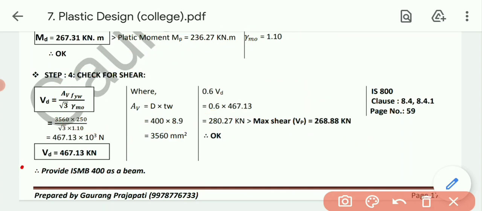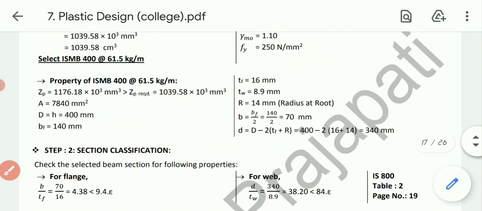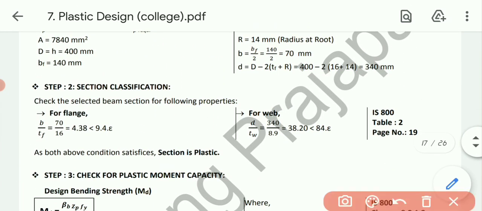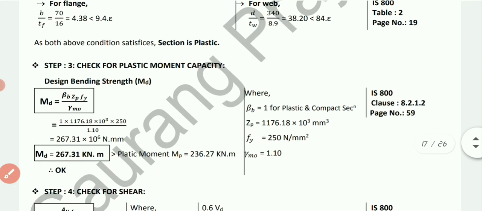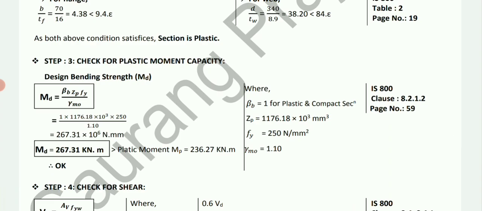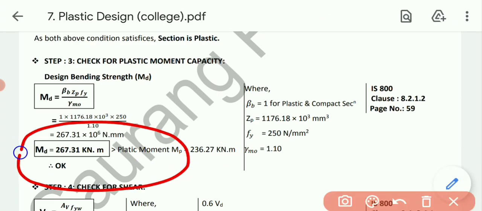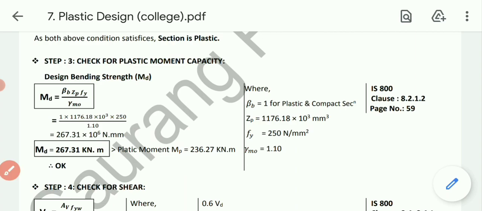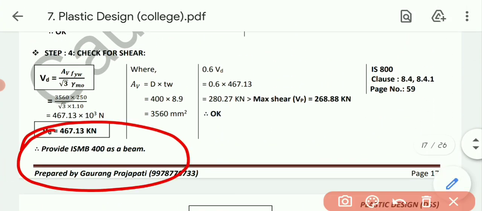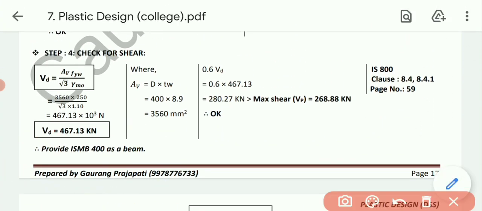So finally, in step number 2 we verified that ISMB 400 is plastic. Then in step number 3 we cross checked that the section can sustain the bending moment requirement, and in the last step we verified that it is capable of taking the shear force, that is 268. So it has fulfilled all the requirements of a plastic beam. So now we can say we provide ISMB 400 as a beam. Okay, thank you.